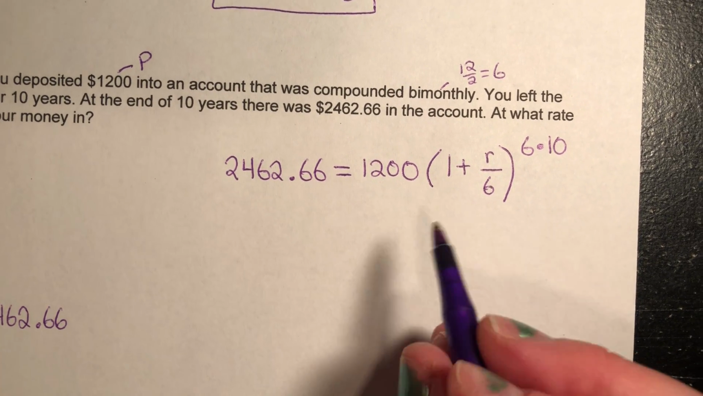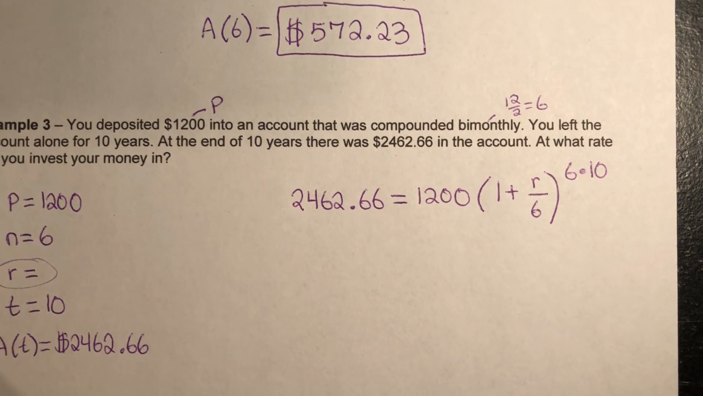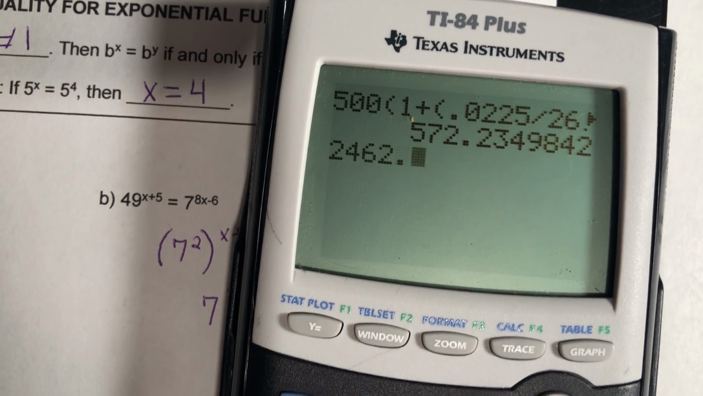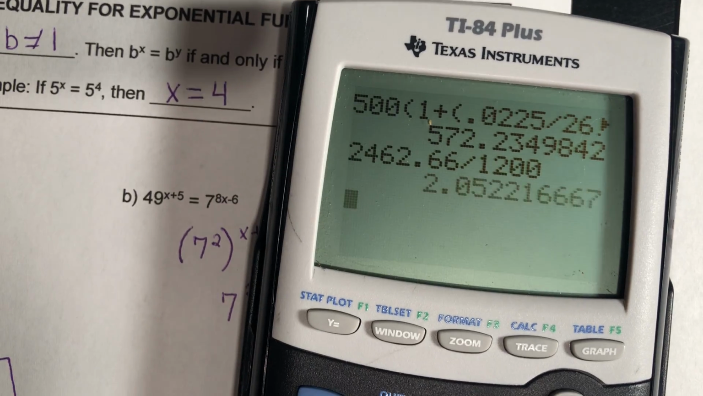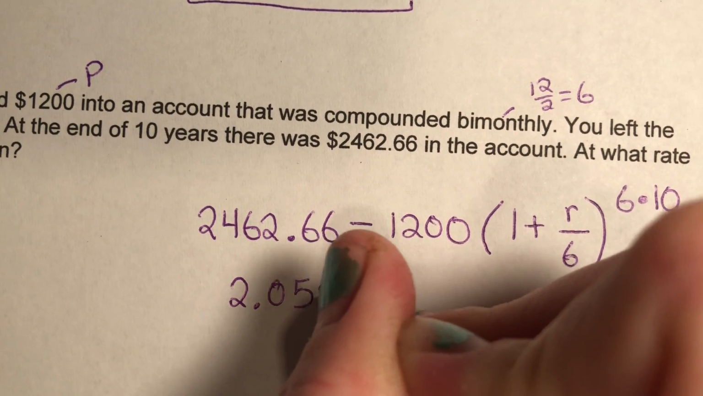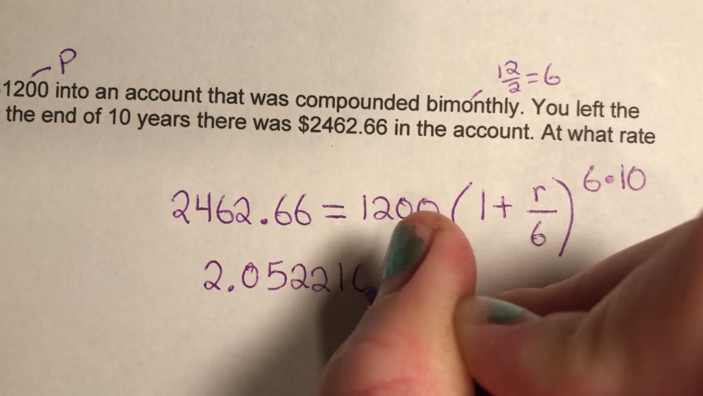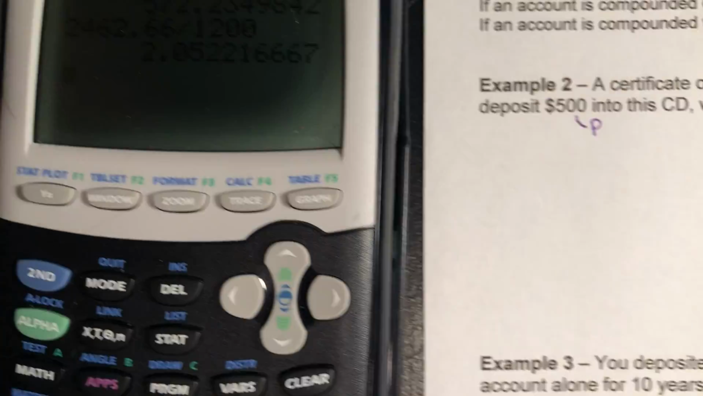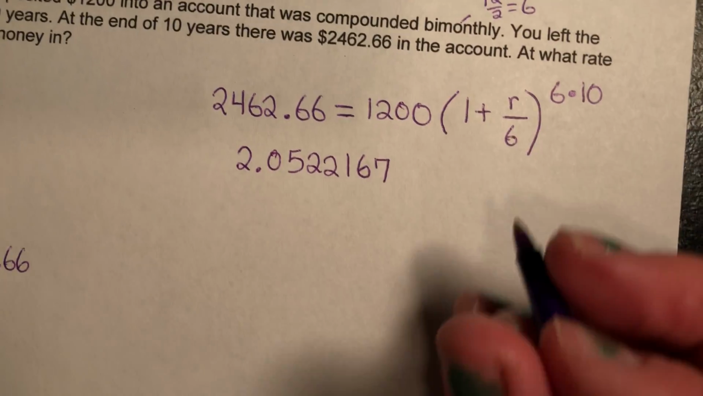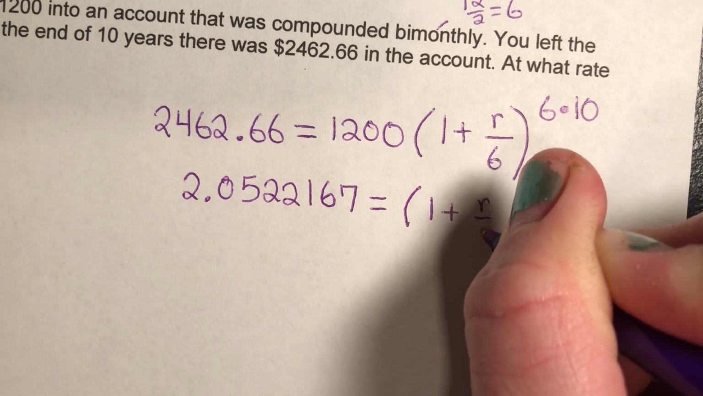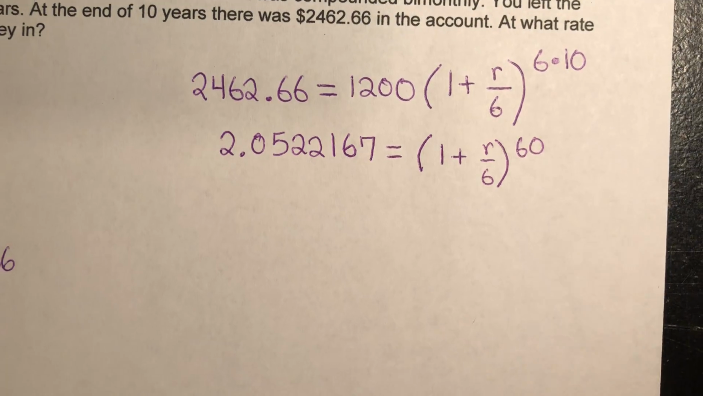Our first thing we need to do is divide both sides by 1,200. And so if we come back over to our calculator, we're going to go 2,462.66 divided by 1,200. We get 2.05. I'm going to actually write that all out right there: 2.052216167, at the end there, it was 6 repeating. All right, so that is going to equal 1 plus R over 6 to the 60th power.